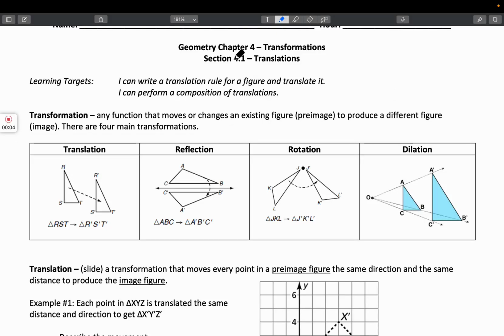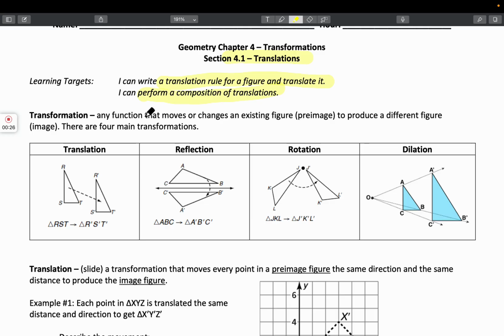Today we are getting started with Section 4.1 and we're looking specifically at translations. Our learning targets for today are to be able to write a translation rule for a figure and translate that geometric figure in the coordinate plane, and to be able to perform a composite of translations. Before we jump in, let's take a look at a few definitions.